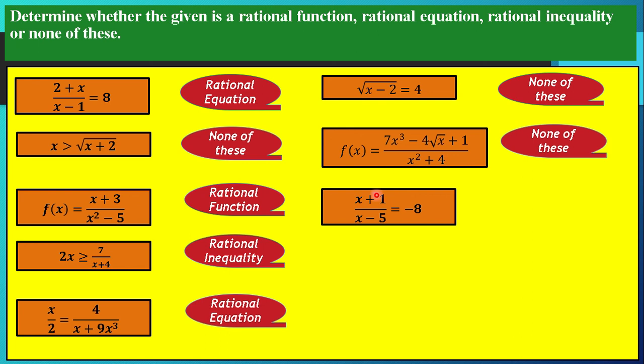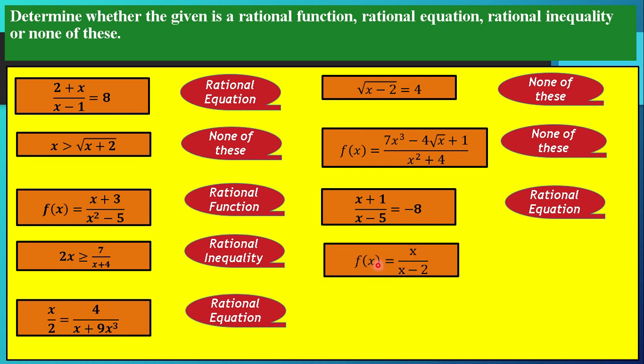Example 8. X plus 1 over x minus 5 is equal to negative 8. May involve po ba na rational expression? Meron po, itong nasa kaliwa, x plus 1 over x minus 5. Anong ginamit na symbol? Ang ginamit na symbol ay equal sign. So that makes this example as rational equation.